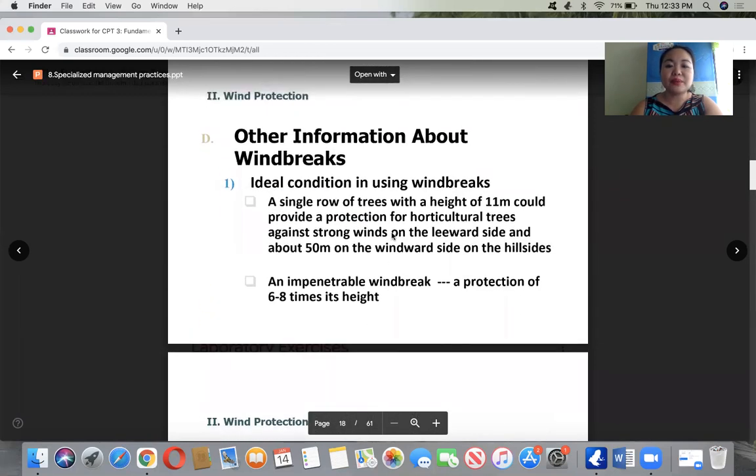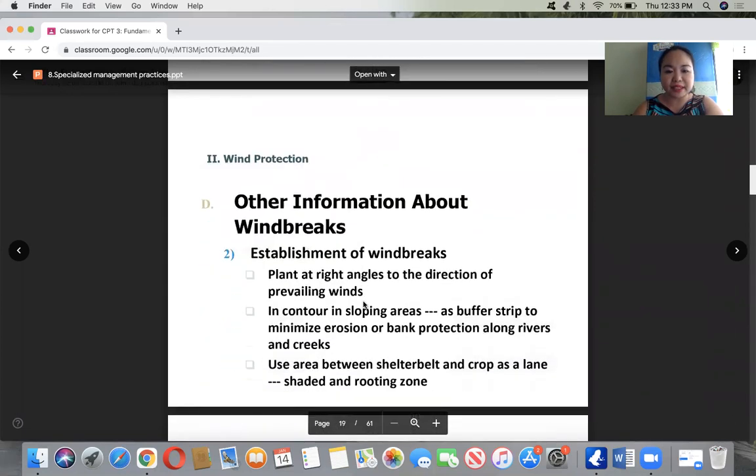So a single row with a height of 11 meters could also provide protection for horticultural trees against strong winds on the leeward side and about 50 meters on the windward side and on the hillside. So an impenetrable windbreak with a protection of 6 to 8 times its height is the best.